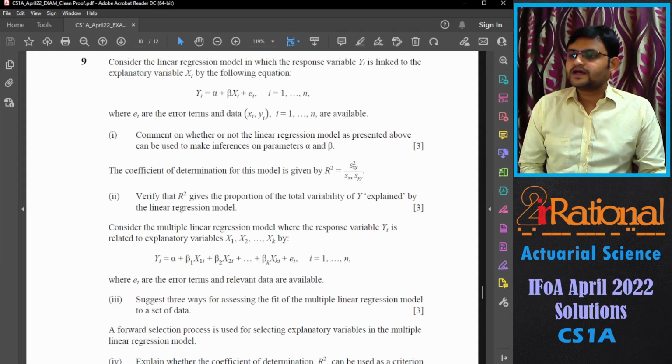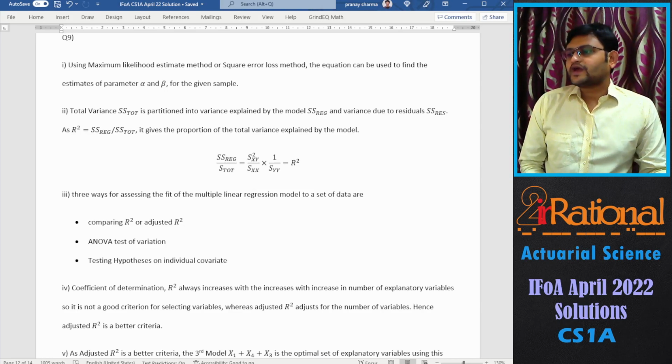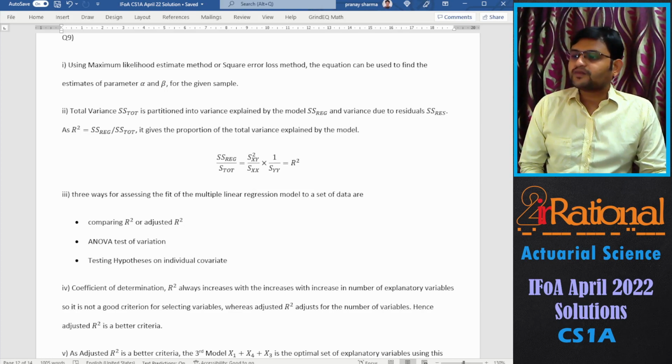Consider the multilinear regression model where the response variable yi is related to explanatory variables x1 to xk. Third, suggest 3 ways for assessing the fit of the multiple linear regression model to the set of data. So 3 ways of assessing the fit of a multiple regression model to a set of data are comparing r square or adjusted r square. Adjusted r square is better. We will talk about that later. We have the ANOVA test of variance, and we have hypothesis tests on individual covariates.